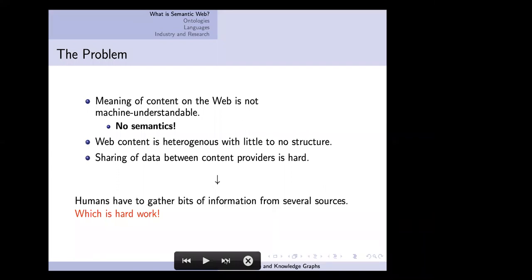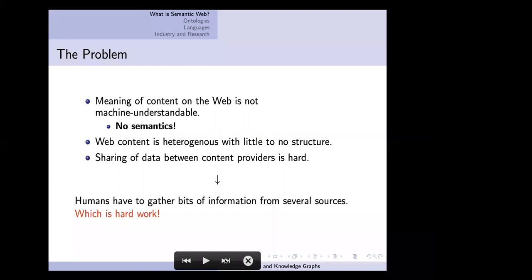So the sharing of this data is actually pretty hard as well for content providers, because there are several sources, but they're not really connected. So humans have to gather bits of information from several sources, and that is really hard work, right? So if you're trying to find the best flight, for example, for you on a specific date, then you would have to find different airlines, compare those, and try to find the best option for you.